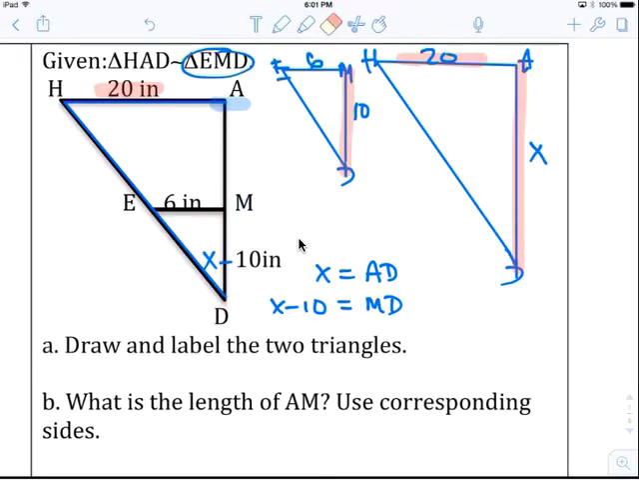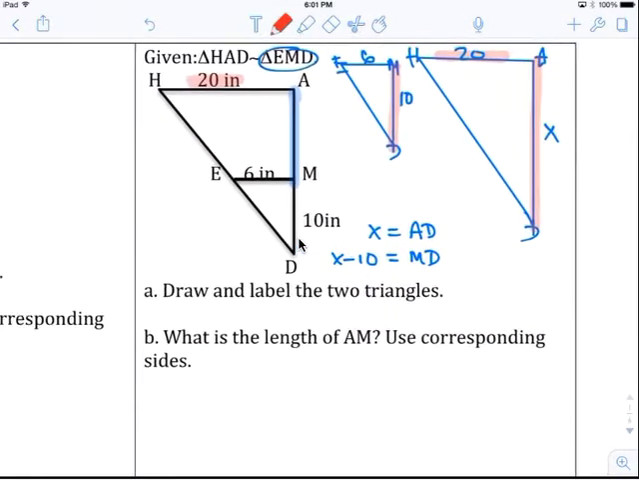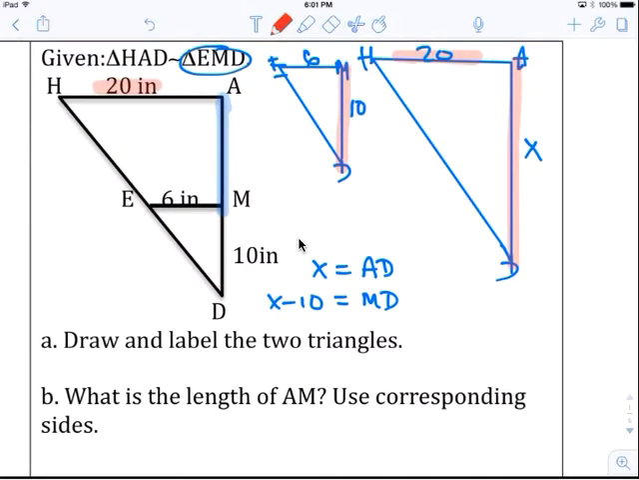This piece right here. Kids have a hard time with this. I don't know why. That piece is 10. Sorry, it's this piece. X minus 10 is that piece. Okay, and then we do proportions, ratios, proportions, corresponding proportions. Not scales.